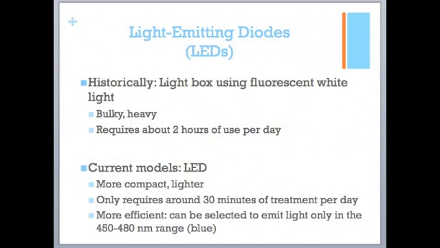Newer machines used for light therapy are light-emitting diodes, LEDs, that are more compact and are more efficient than fluorescent and incandescent light boxes. The human circadian rhythm system is most sensitive to light with wavelengths in the range from 450 to 480 nanometers. LEDs can be selected to emit light with energy concentrated in this range, while fluorescent and incandescent sources emit across the visible spectrum.